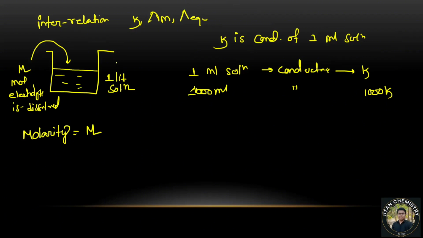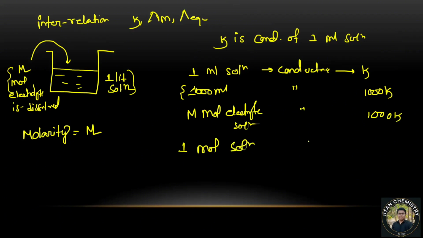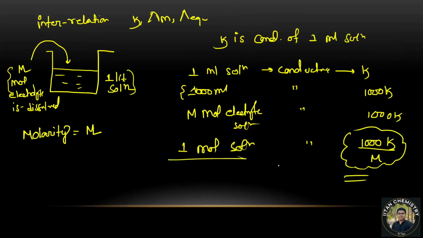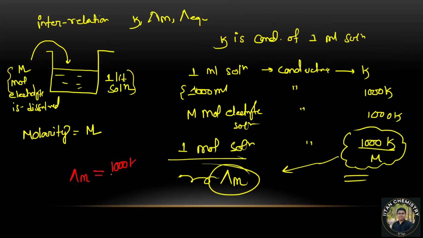Now, in this 1 liter or 1000 ml solution, there is m mole electrolyte. So that means m mole electrolyte solution will have conductance equal to 1000 kappa. Now 1 mole solution will have 1000 kappa by m conductance. So according to the definition of lambda m, molar conductance, it is the conductance of 1 mole electrolyte solution. So from here, we are getting lambda m equal to 1000 kappa upon m.